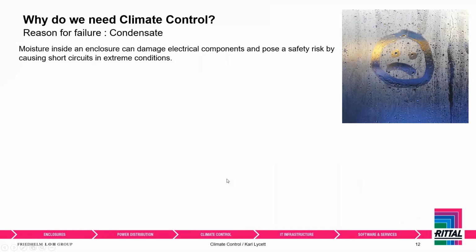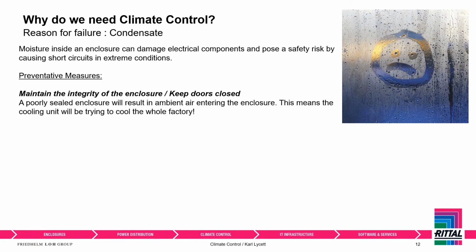Next, condensate. So moisture inside an enclosure, it's going to damage your electrical components, and frankly, if this is something that's left untreated and begins to build up, it's a safety risk. I'm no electrical engineer, but I know that water and electrics don't really mix together very well, so we need to try and prevent that. So preventative measures: maintain the integrity of your enclosure and keep the doors closed.